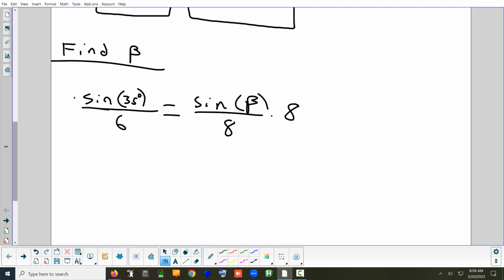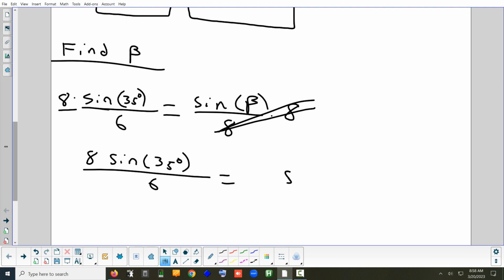And once we take the inverse sine of each side, it's going to cancel. I thought I wrote this. Guess not. Okay, so take the inverse sine of each side. Beta's by itself. And while we still have a functioning calculator, let's quickly type that in and see what we get.